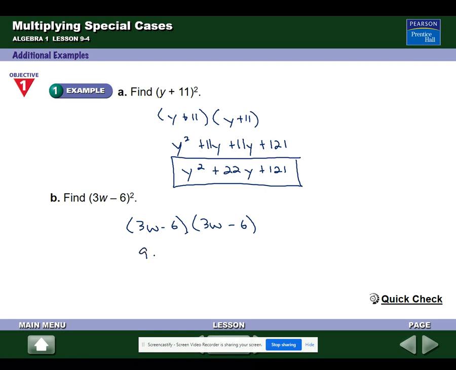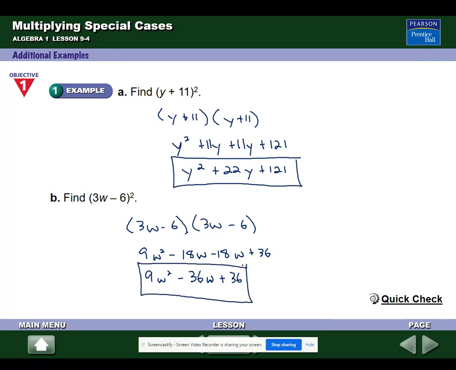This would be 9w squared minus 18w, another negative 18w, and then plus 36, and then again simplify the middle terms. 9w squared minus 36w plus 36 is the correct answer.